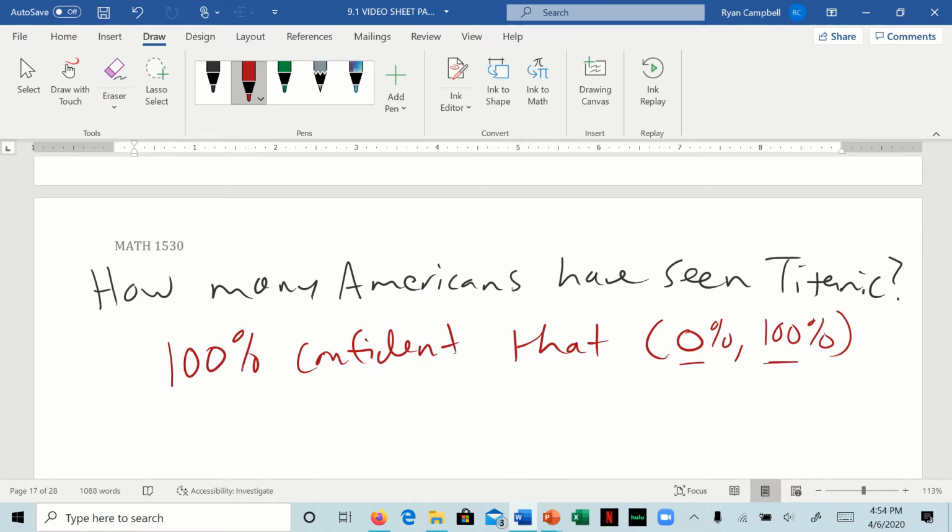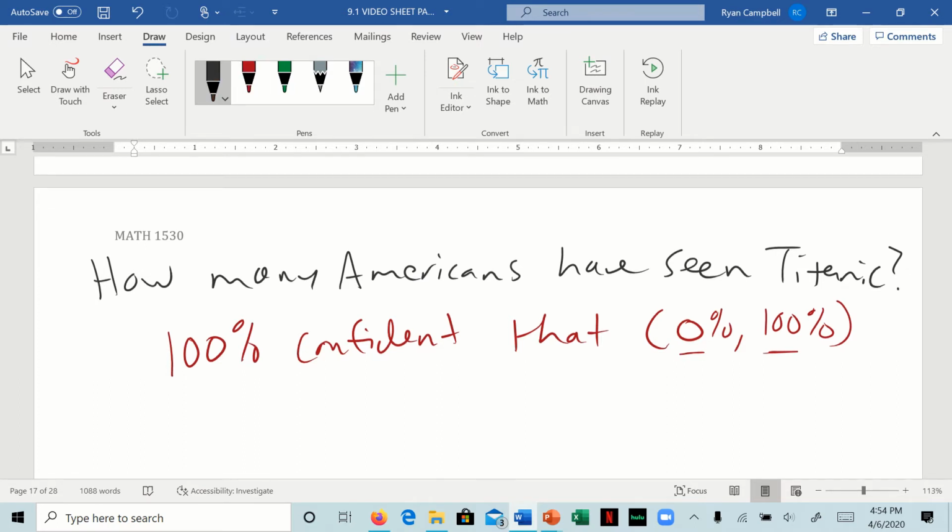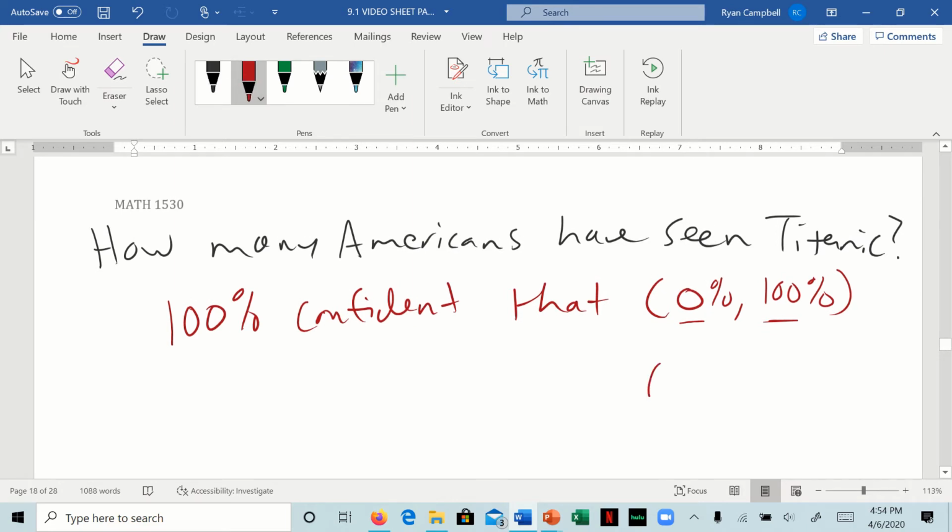Now, why is that a stupid thing to say? Why is that not all that helpful? Because most probabilities are between 0 and 100%, between 0 and 1. So that doesn't actually help anything. It doesn't narrow anything down for us. So I could narrow this interval down to 1% and 99%, right? But now I'm not 100% confident anymore. My confidence has decreased. I don't know what it would have decreased to, but it definitely can't be 100%, because remember, 100% is certain, and I'm no longer certain.